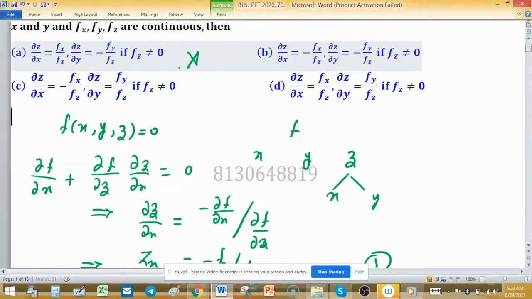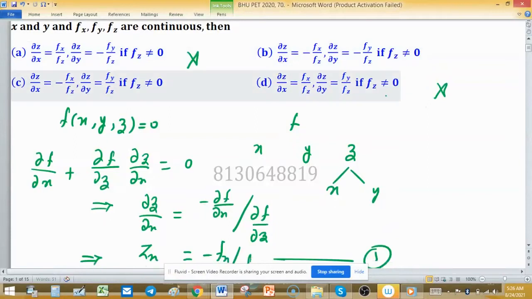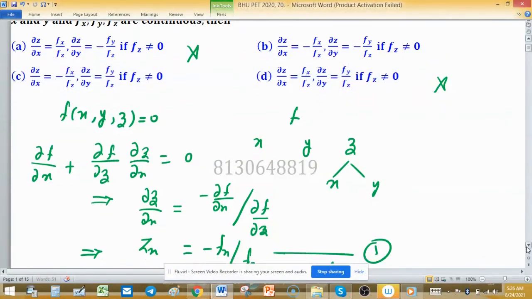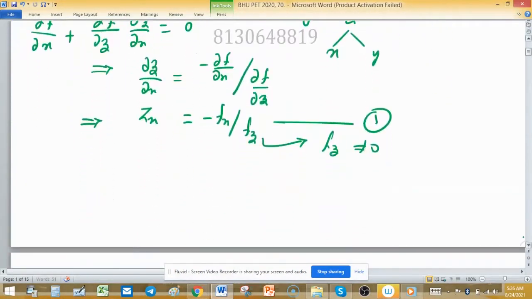So option A is discarded here. Now check option C, minus fx upon fz, option C is containing it, but we need to check partial z with respect to y also. And option D is discarded because of the positive sign, partial z with respect to x equal to fx upon fz. So this option is discarded. Now we have only two choices.